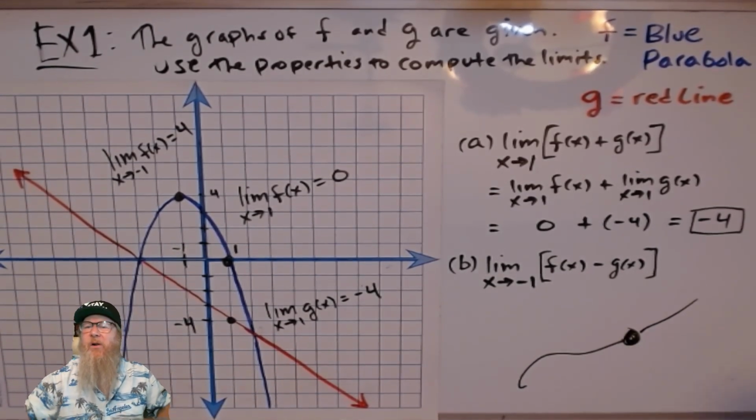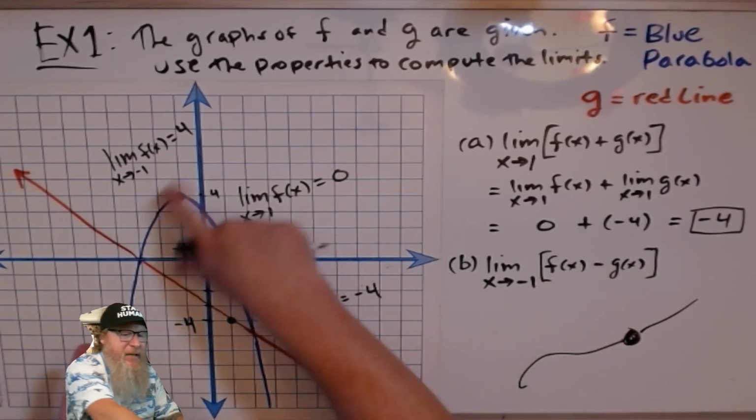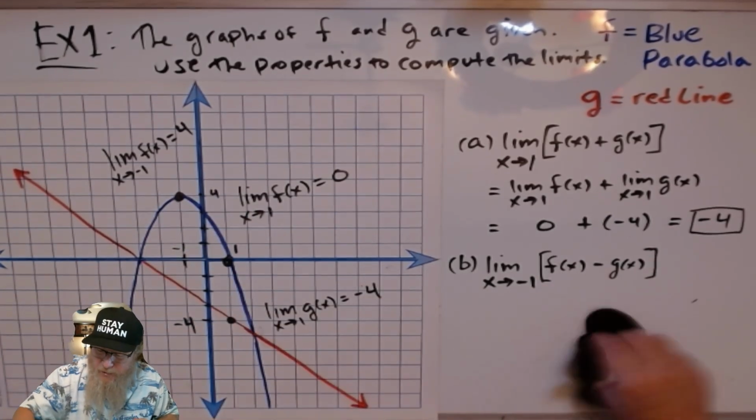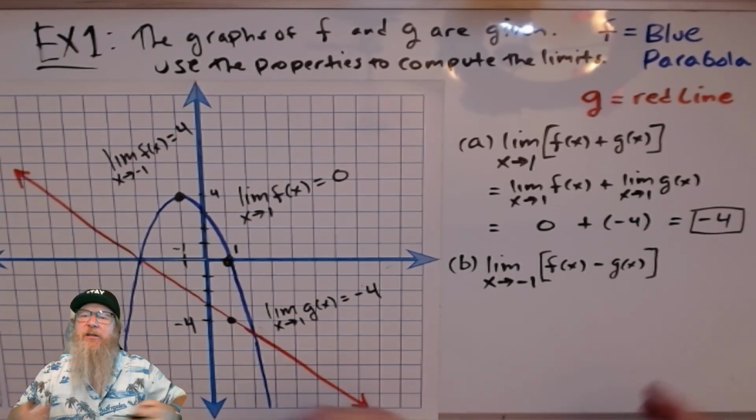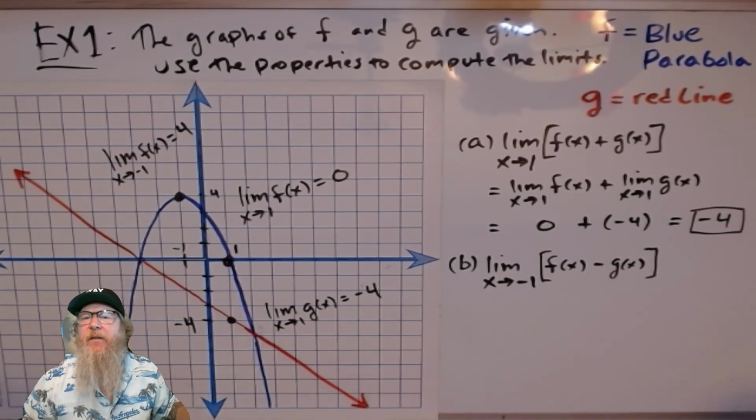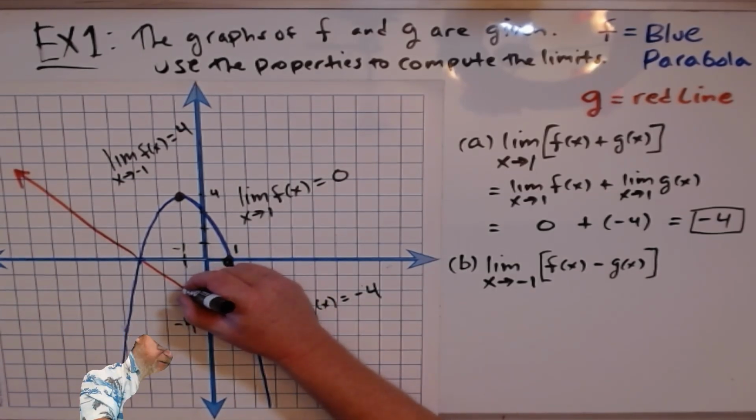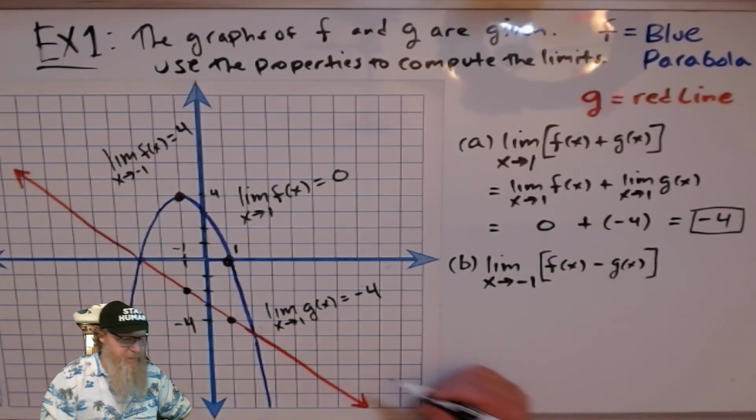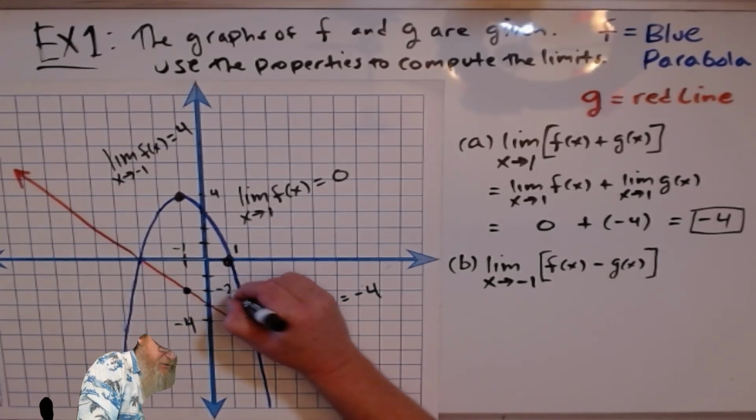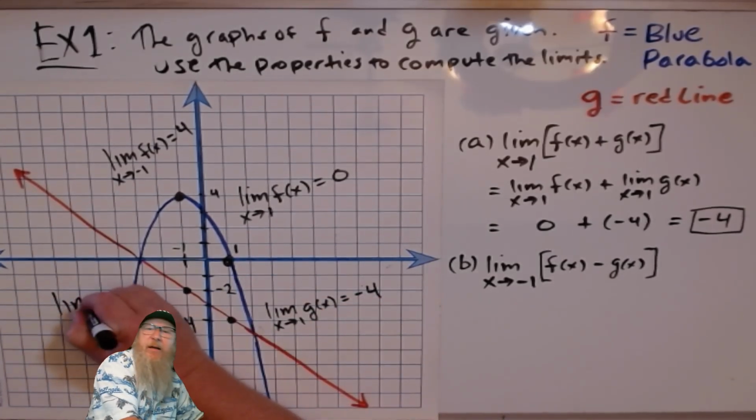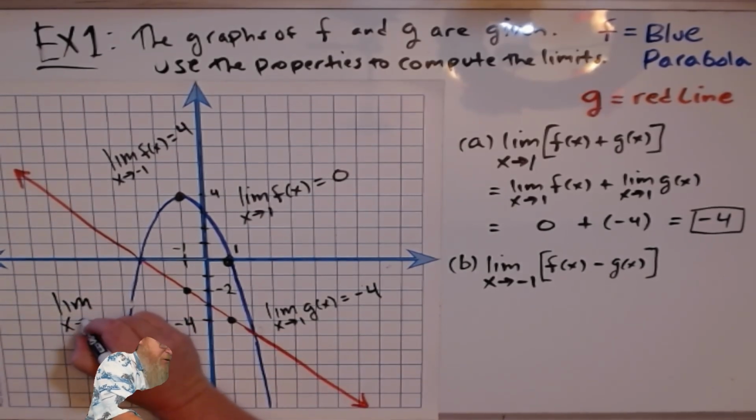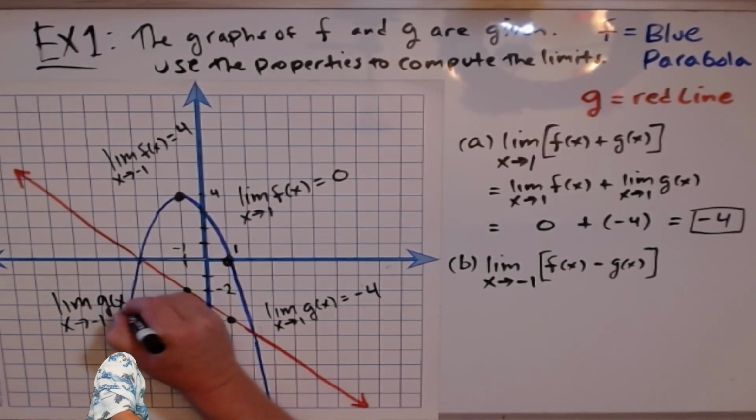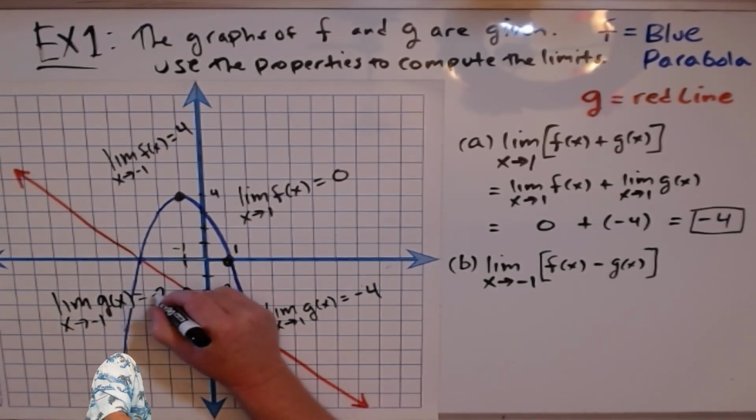So if the hole is filled in, the limit is the same as the value of the function. Since this lecture is all about limits, I'm focusing on the limit terminology and the properties of limits. Let's come down here to g. That looks like -2. So the limit as x approaches -1 of g is -2.